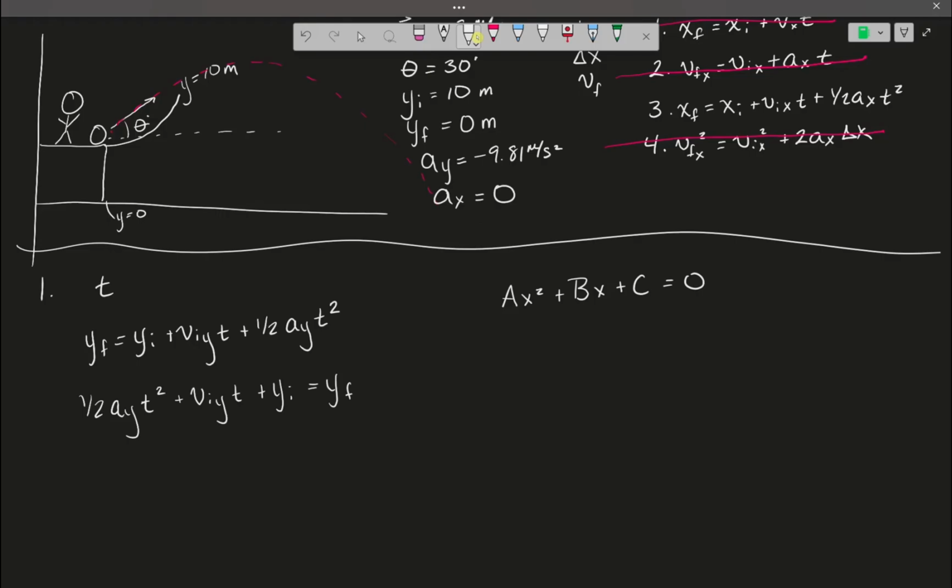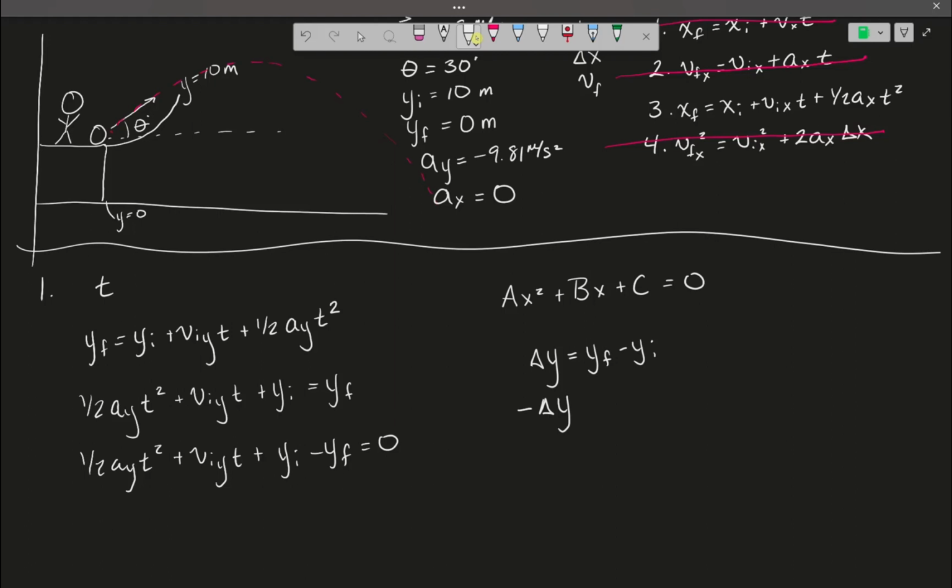I need to move this y final over to the other side because I need this to be equal to 0. This still doesn't match the form of the quadratic equation though, but I can mess around with this term so that it matches the form of the quadratic equation, right? So delta y, my change in y, is going to be y final minus y initial. Right now I have y initial minus y final.